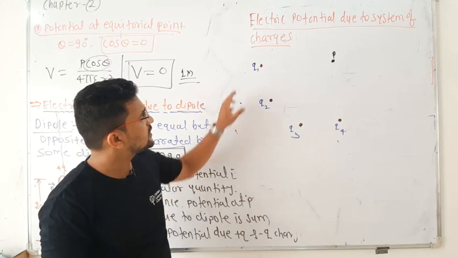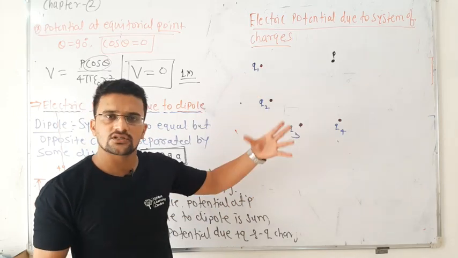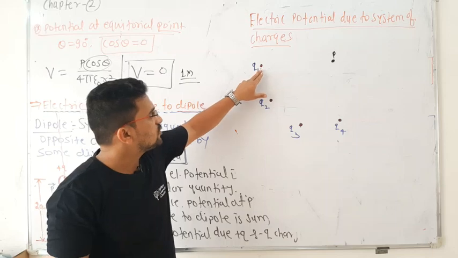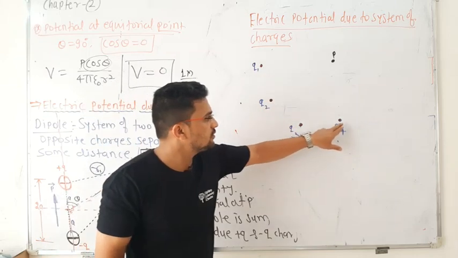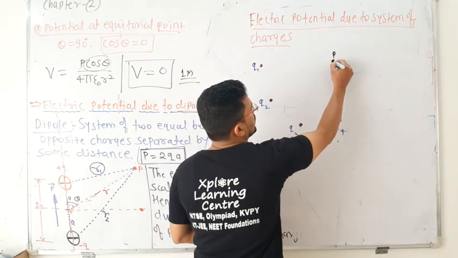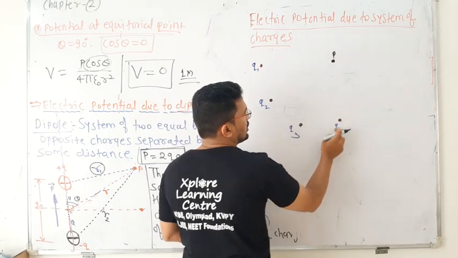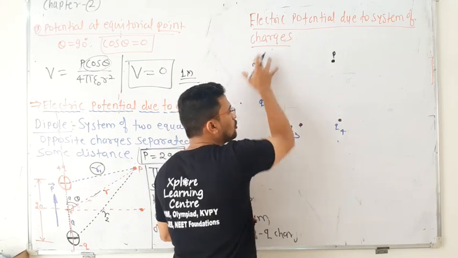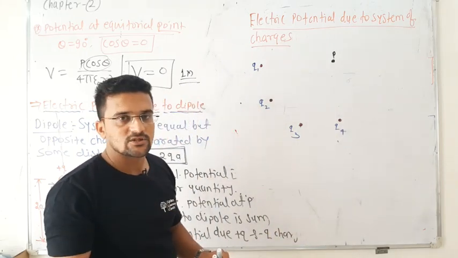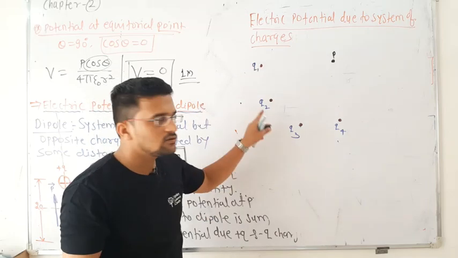Now consider there are 4 charges. You can take 5 or 6 charges also, it doesn't matter. So there are charges q1, q2, q3 and q4. Now consider there is one point P where you have to find the total electric potential due to all the charges. A system of charges is nothing but a set consisting of more than one charge.